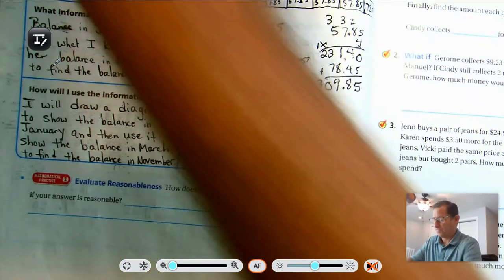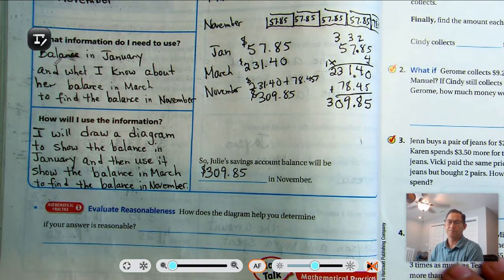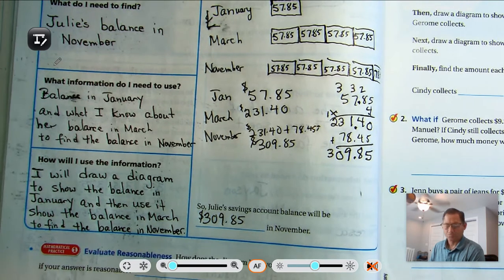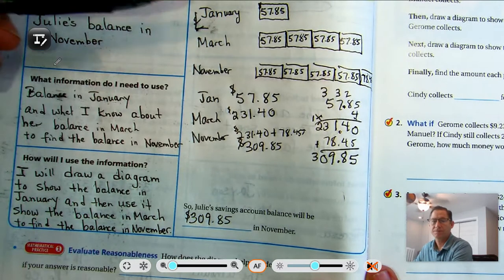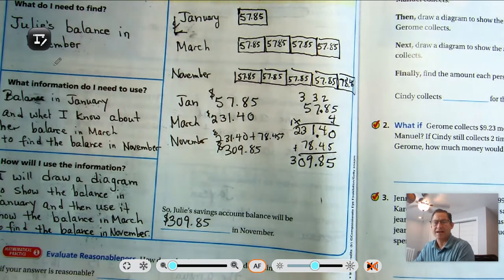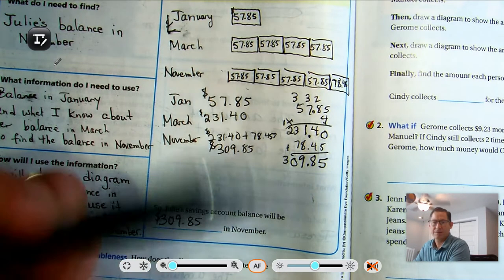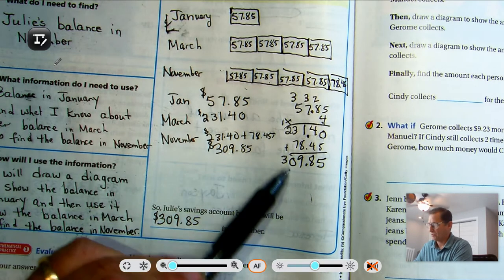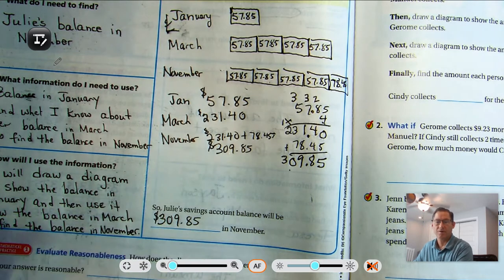So how does the diagram help you determine if your answer is reasonable? Well, since the picture shows us a visual amount of each month, it helps us see the relative size of the total amount. So we know that we have 457, so we know that's about 200. And if we add another 78, we know that that's about 278. Is that close to 309? Yeah, because we didn't add the $7 on all of them. So that would be an extra $28.